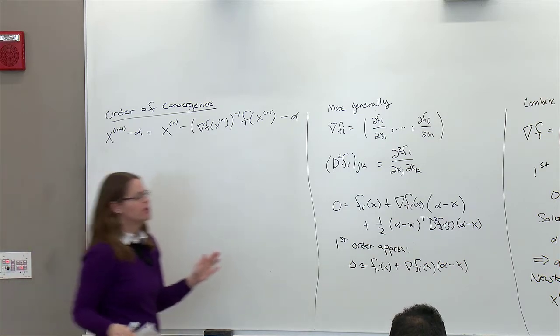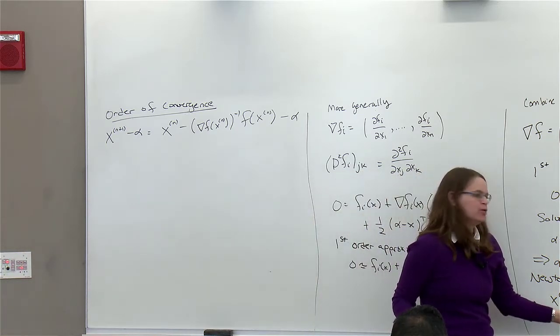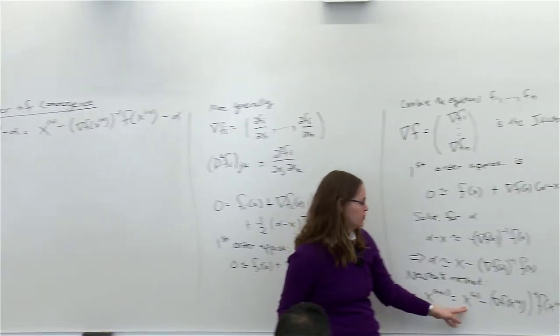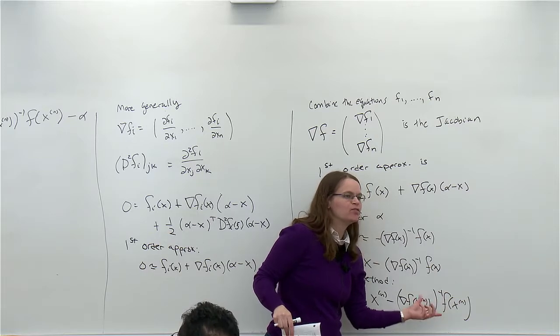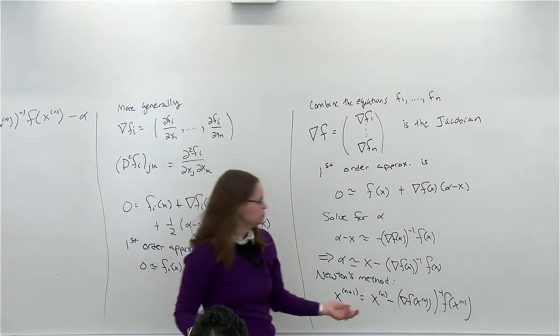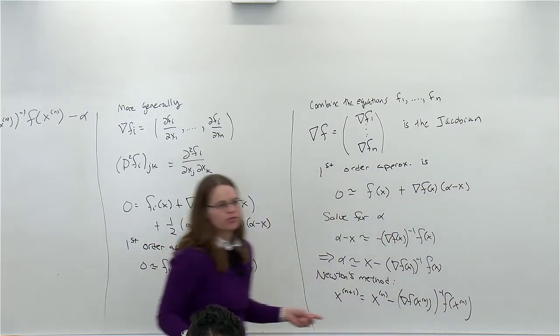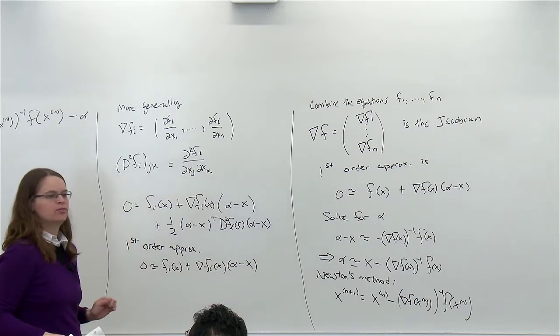Which, by the way, this form of Newton's method shouldn't have surprised you. It looks like the scalar Newton's method. We've got x minus f over f prime, except now, instead of dividing, we have to interpret it as multiplying by an inverse. So it really does still look like the scalar Newton's method.